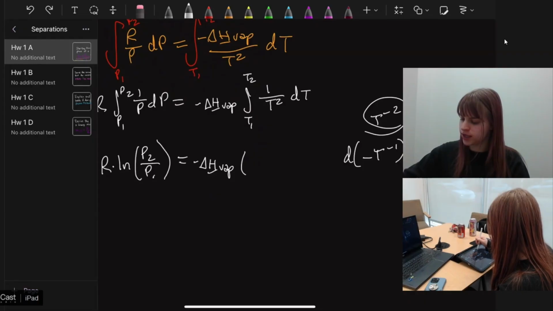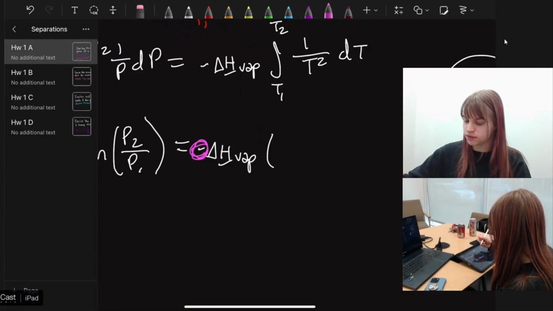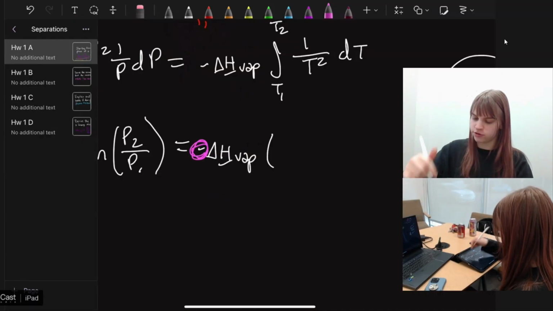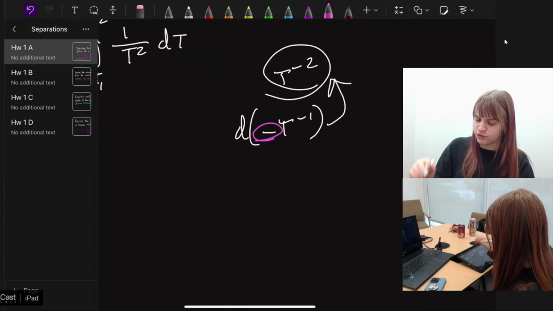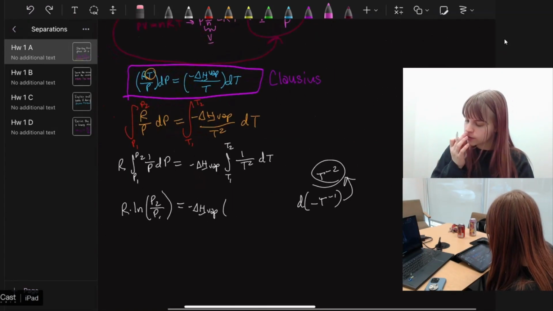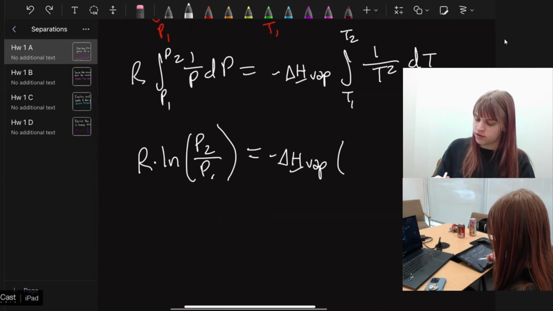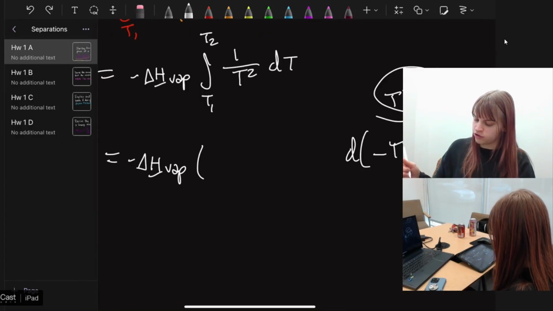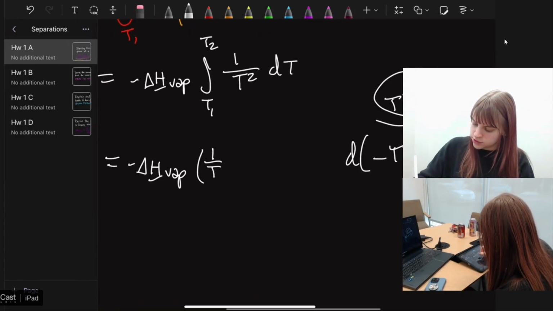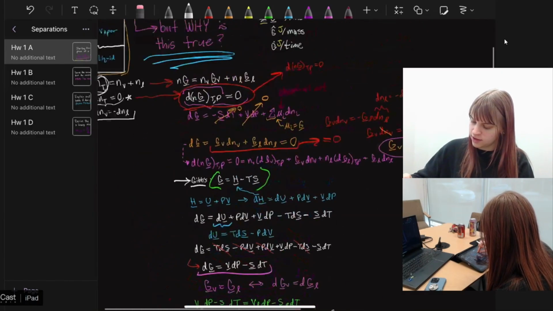I think somewhere along the way I made a mistake with this negative sign, which can also happen whether or not this is exothermic or endothermic, but this should be a negative right here. This negative would make it a positive, but we should have this left side equal to negative delta HVAP times 1 over T2 minus 1 over T1, which we can see up here.